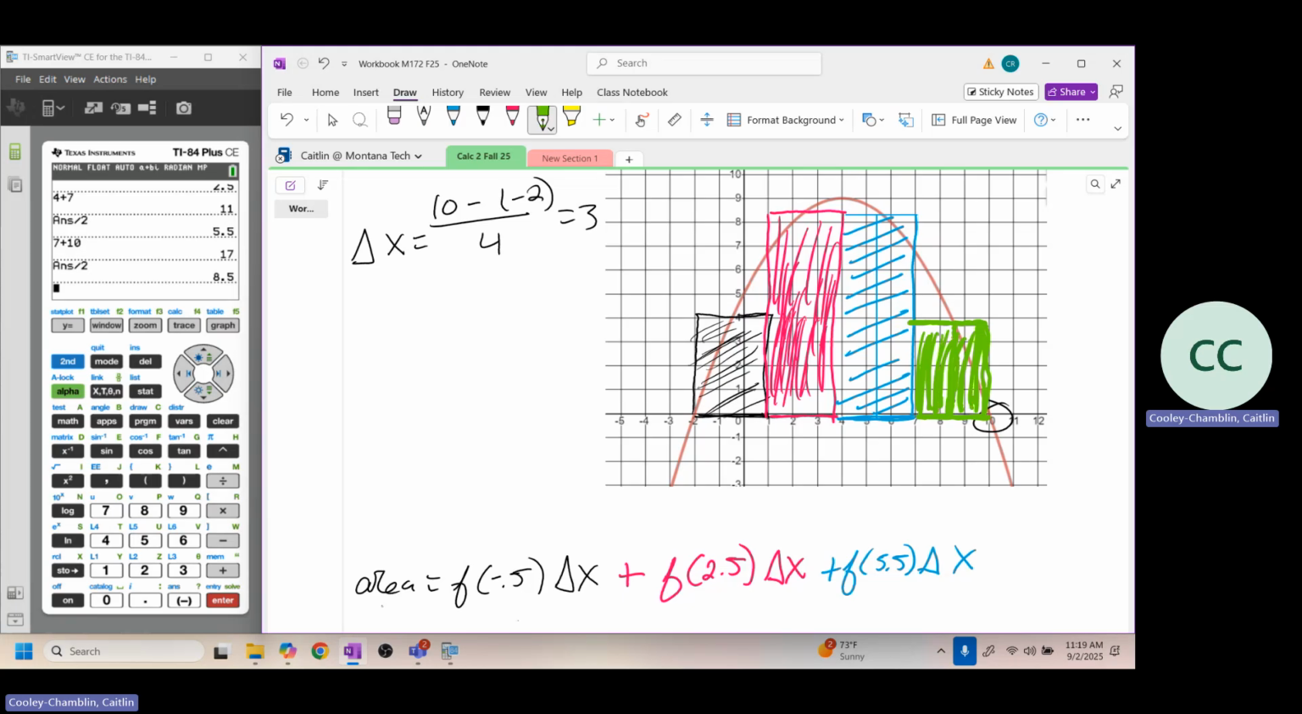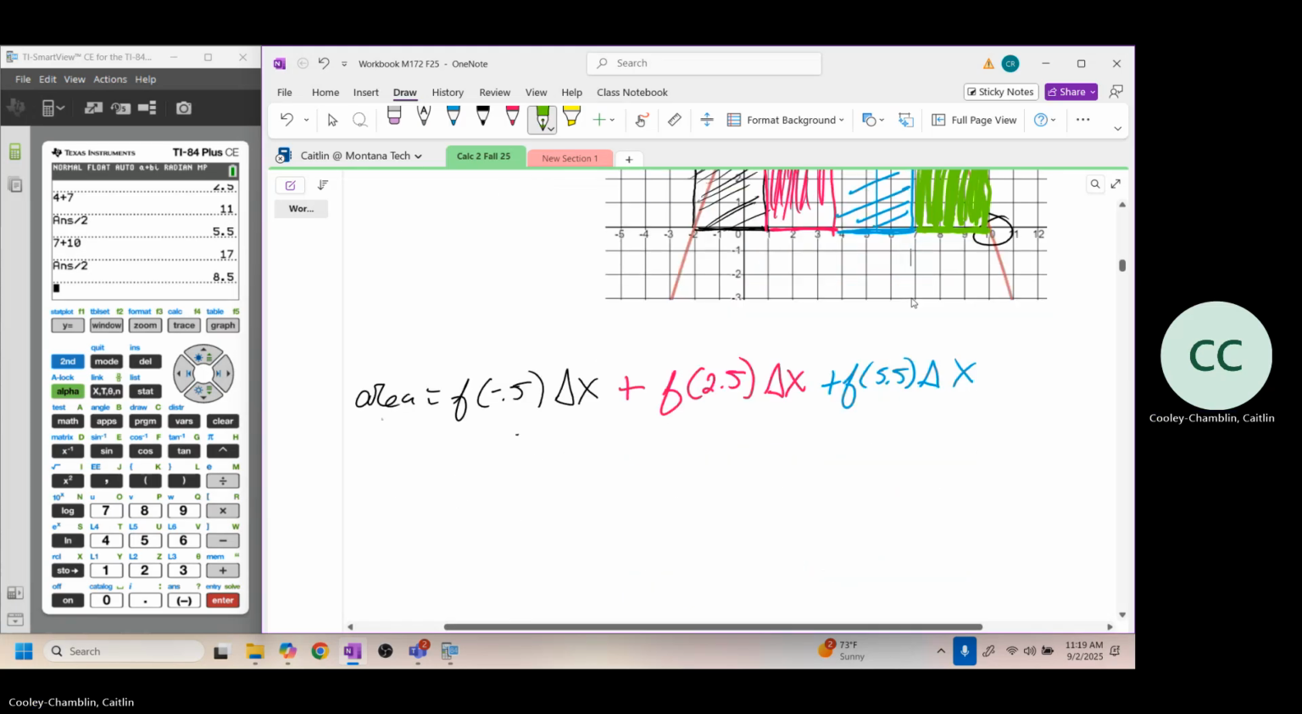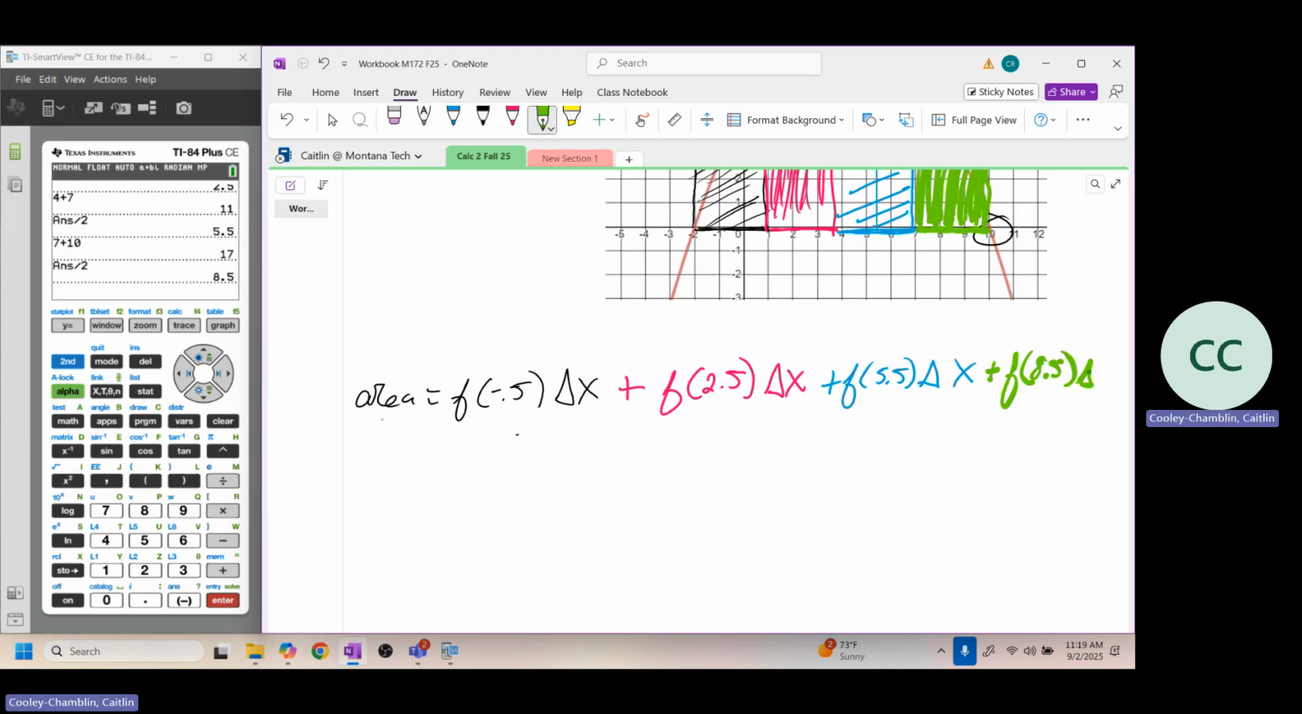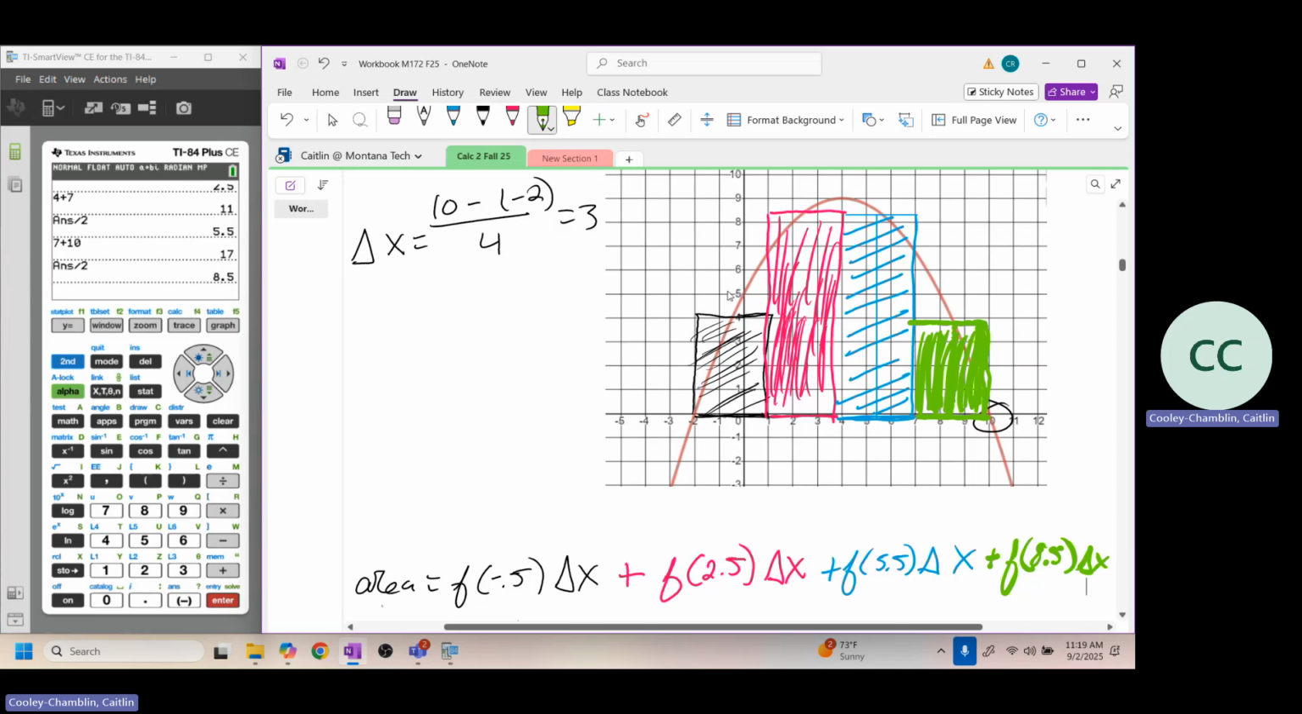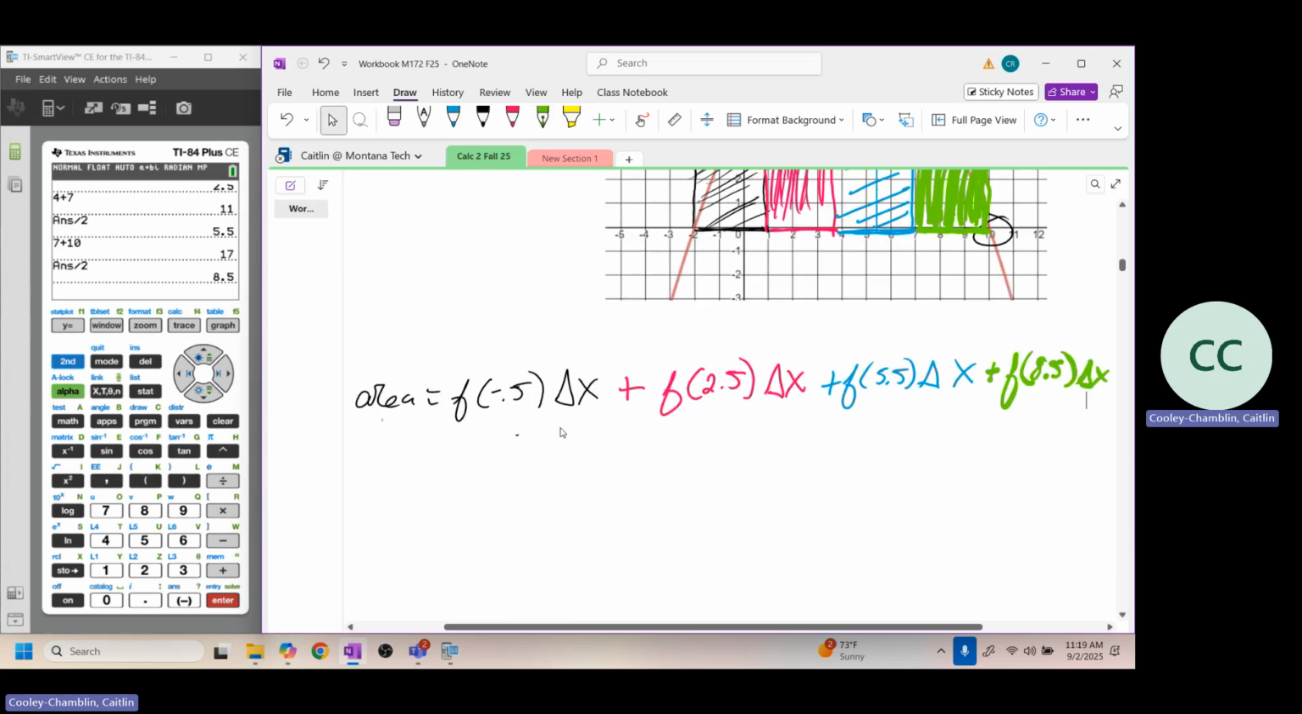And so this is my last rectangle, plus my function evaluated at 8.5 delta x. Okay, so now I need, what are these heights? This was kind of a representation of how I built my formula. Now, what are these heights?